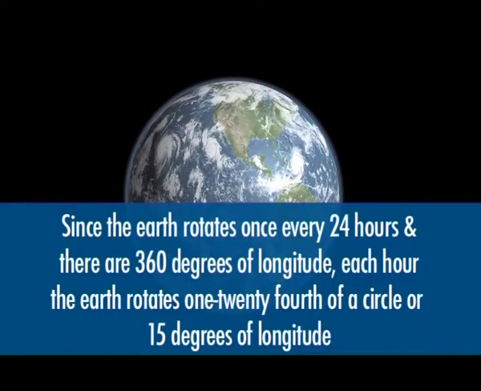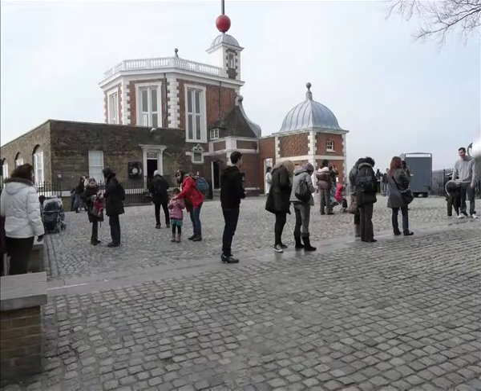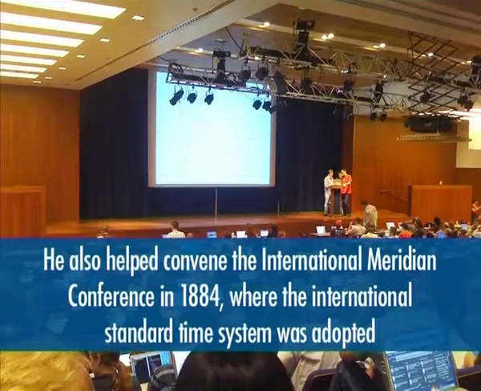Since the Earth rotates once every 24 hours and there are 360 degrees of longitude, each hour the Earth rotates 1/24th of a circle, or 15 degrees of longitude. Sir Fleming's time zones were hailed as a brilliant solution to a chaotic problem worldwide. He also helped convene the International Meridian Conference in 1884, where the International Standard Time System was adopted.